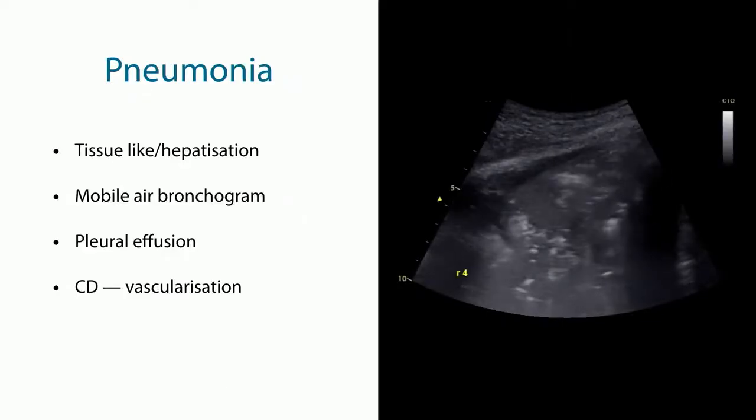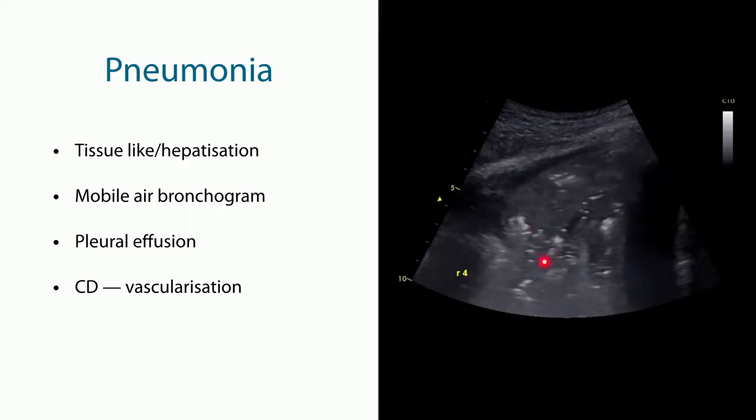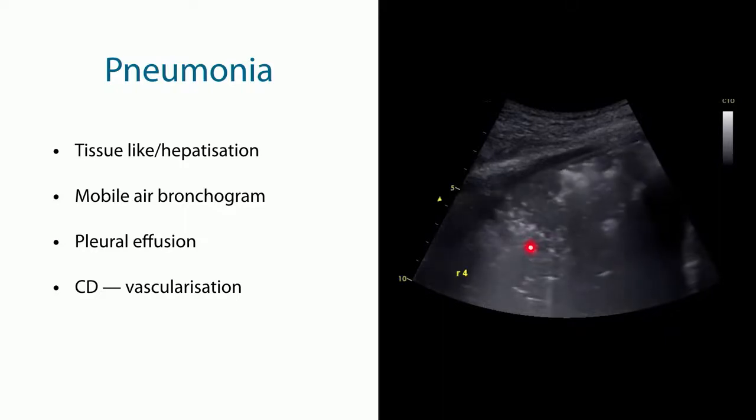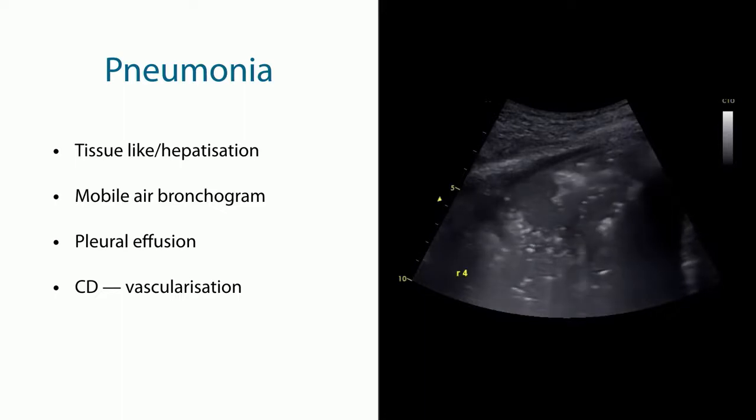What other appearances can we see in pneumonias? We see a tissue-like pattern, a hepatization. So this pneumonia over here looks almost like the liver. We see mobile air bronchograms, these hyperechoic lesions over here. This is trapped air in this infiltrate. They are called mobile air bronchograms. Why? They move within an expiration. We see a pleural effusion as well. And we also can use color Doppler, power Doppler to visualize vascularization.